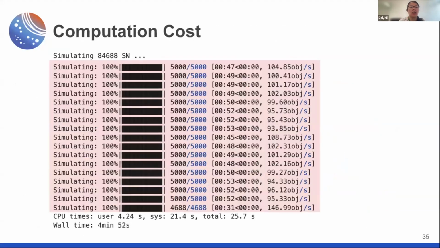And in terms of computation cost, for this example, we simulate about 84,000 supernovae with 8 jobs and 5,000 in a batch. The CPU time is around 25 seconds with the wall time about 4 minutes.